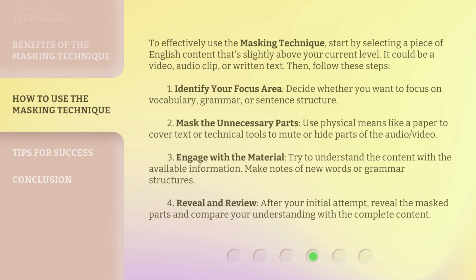To effectively use the masking technique, start by selecting a piece of English content that's slightly above your current level. It could be a video, audio clip, or written text. Then, follow these steps. 1. Identify your focus area. Decide whether you want to focus on vocabulary, grammar, or sentence structure. 2. Mask the unnecessary parts.